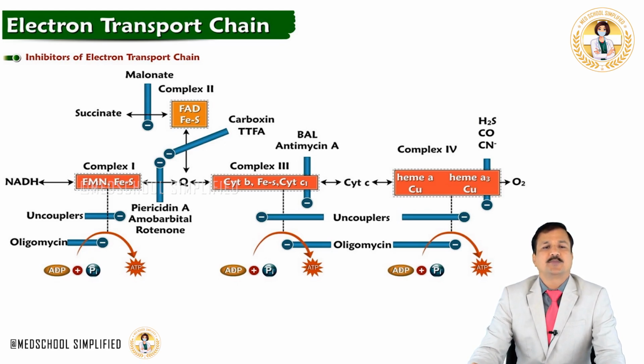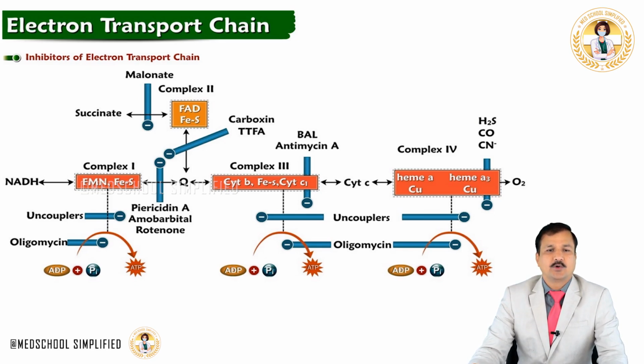Let's look at complex 1 inhibitors. They are piericidin A, amobarbital and rotenone. All these molecules inhibit the transfer of electrons from NADH coenzyme Q oxidoreductase complex, that is complex 1, into coenzyme Q. So they are referred to as complex 1 inhibitors. Then we have two inhibitors for complex 2, that is carboxin and thenoyltrifluoroacetone, TTFA. Now complex 3 inhibitors are British anti-lewisite and antimycin A.